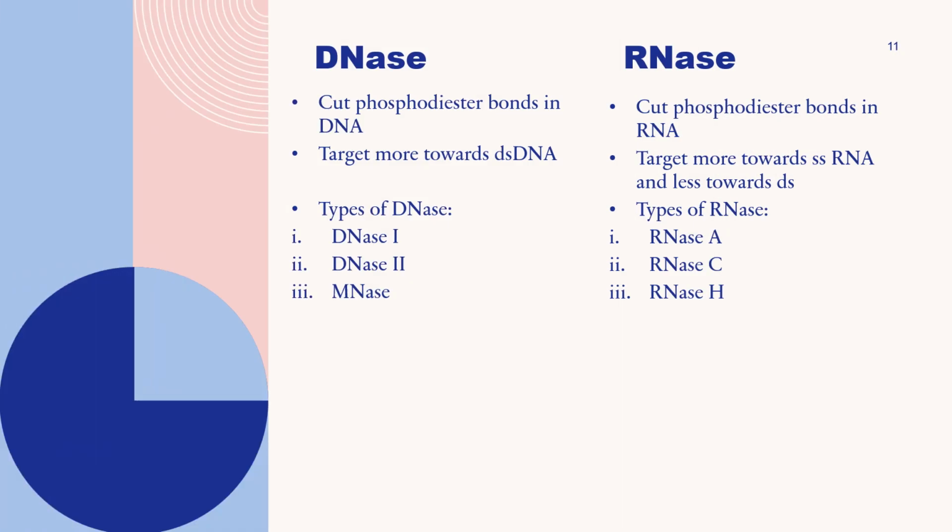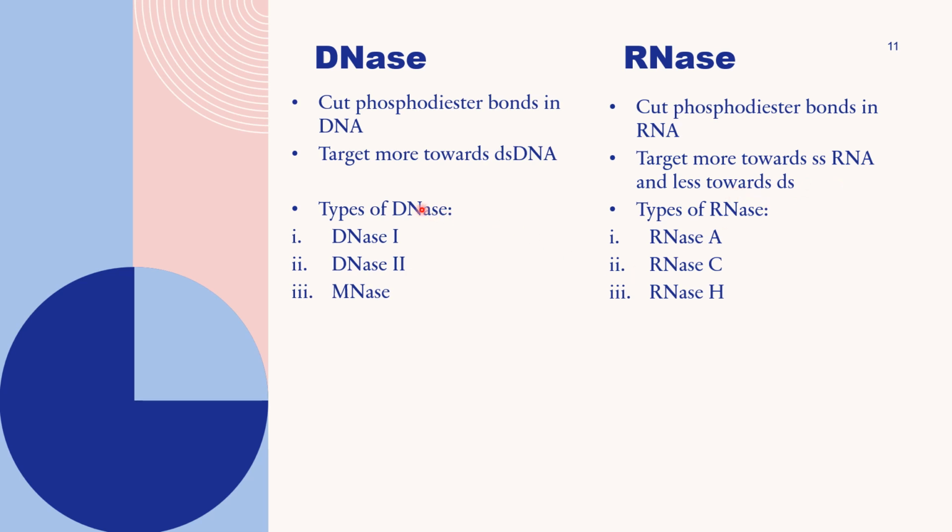So next up we have DNases and RNases. So we can see the difference between these two. The DNases cut phosphodiester bonds in DNA while the RNases do the same with RNA. So the DNases target more towards the double stranded DNA while the RNases target more towards the single stranded RNA than the double stranded DNA.